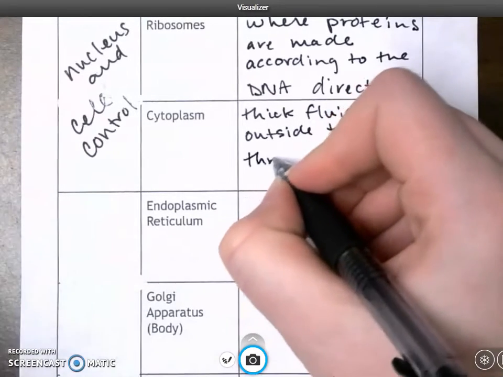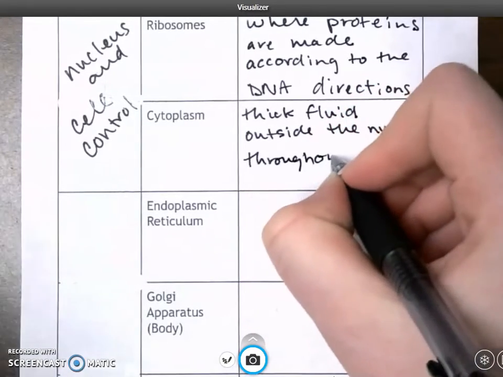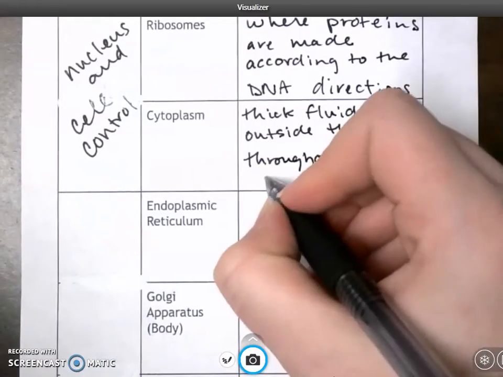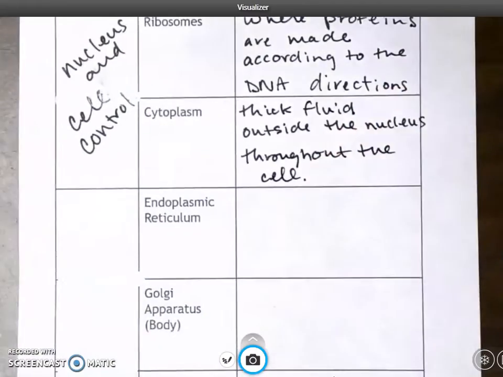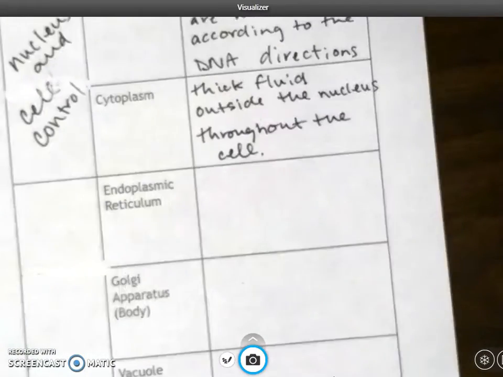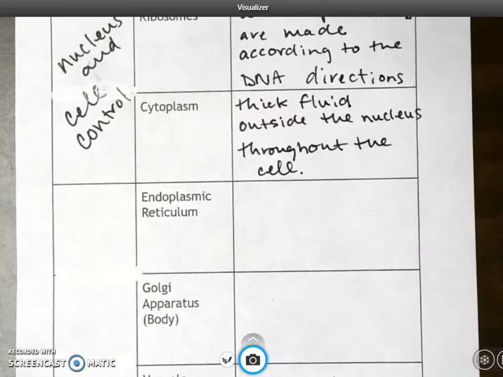Throughout the cell. So it is the gel, liquidy type stuff, kind of like Jell-O, inside the cells where everything can be found.